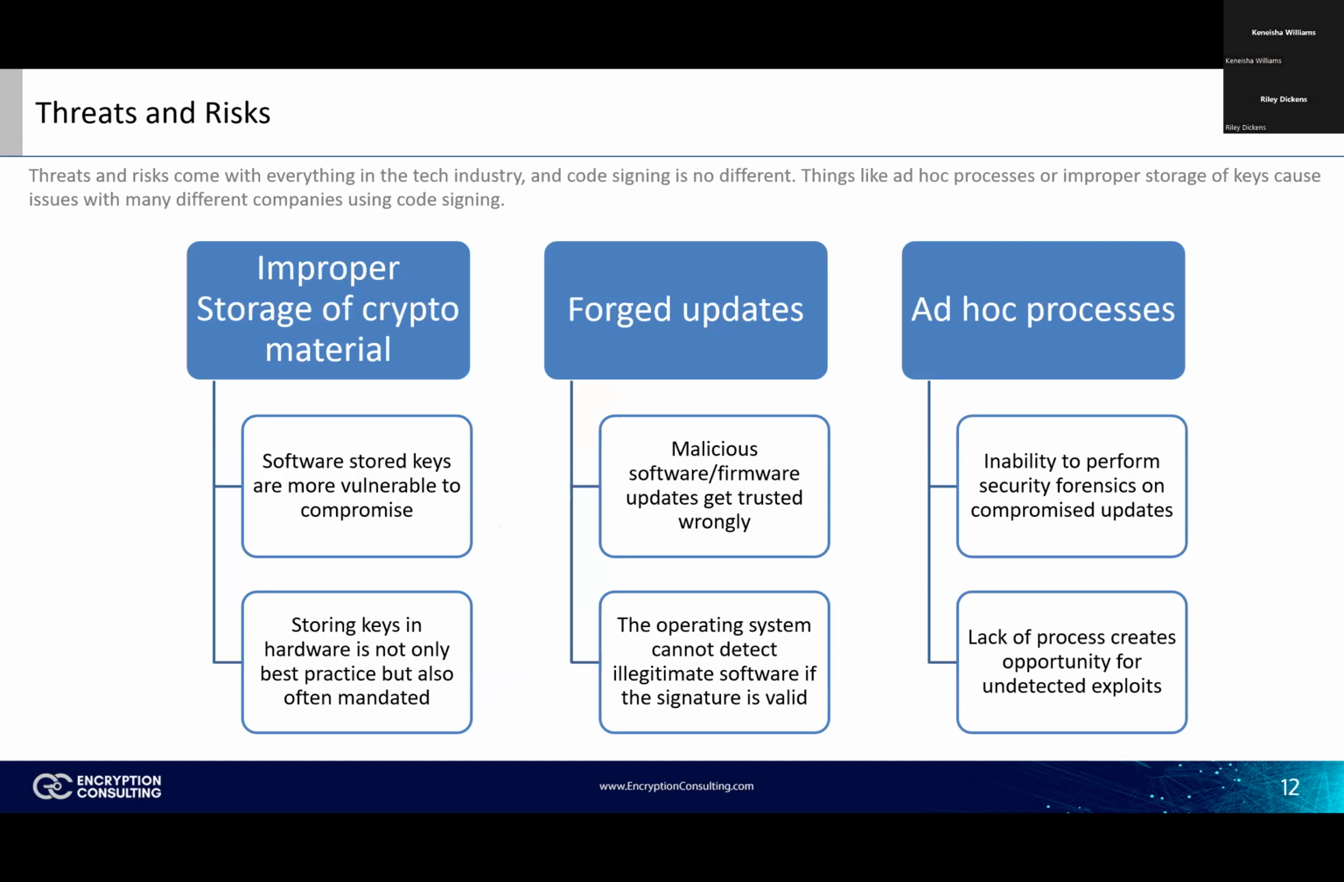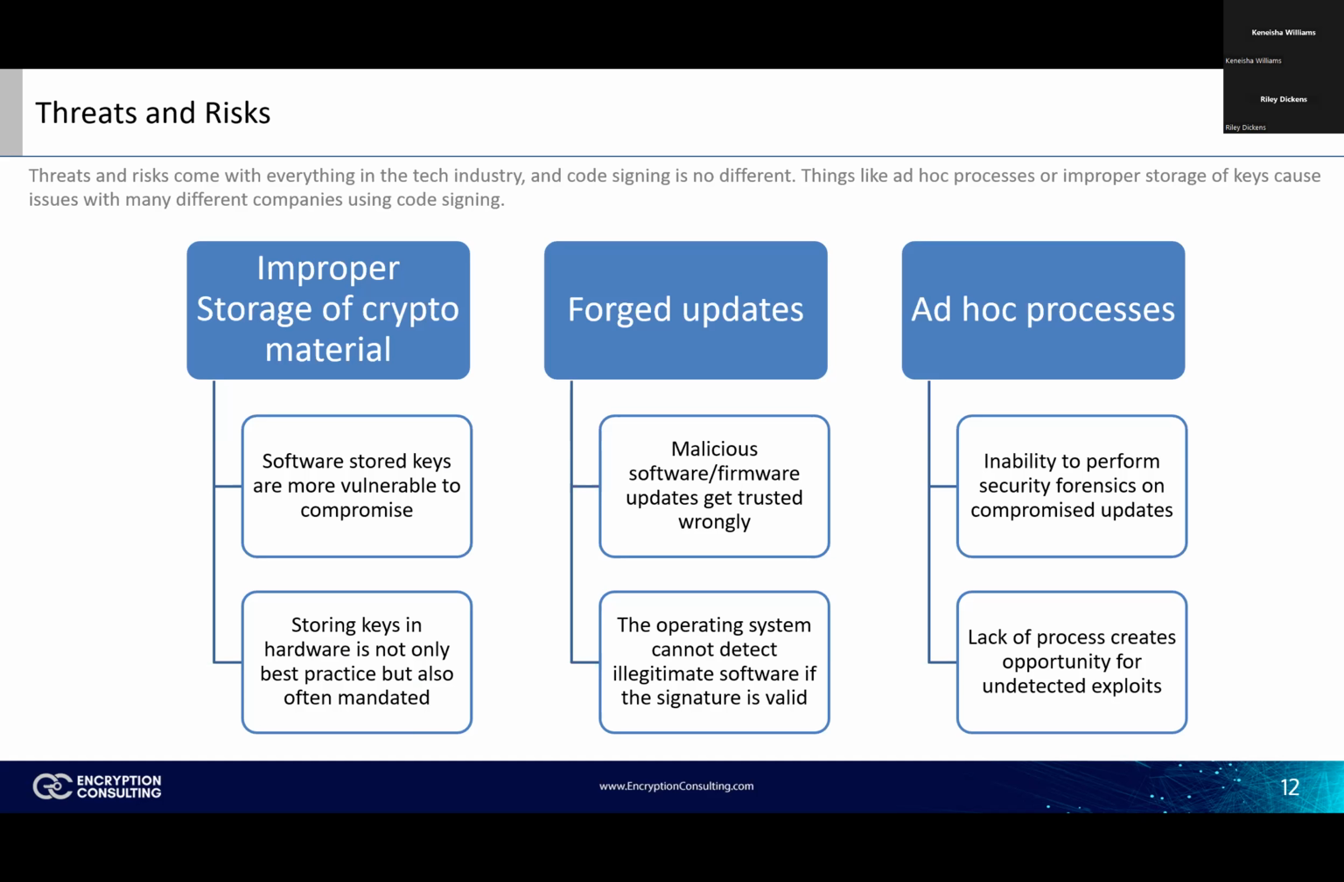Now, taking a look at some of the other threats and risks, and a number of these I have touched on already, but they're just so important. I think it's very important to go over them again, starting again with that improper storage of crypto material. Improperly storing your private keys, in this case, what I'm referring to is software-based storage of keys, makes them more vulnerable to compromise. And as you'll see in our next slides with the different attacks, that's how a number of different attacks occur in the software supply chain.